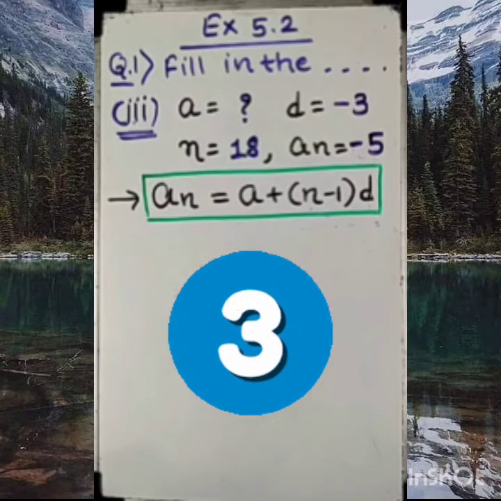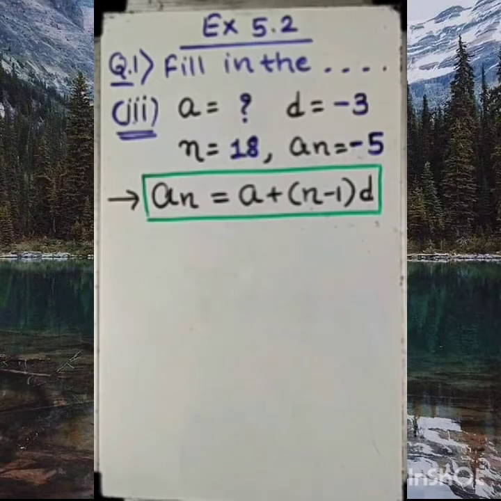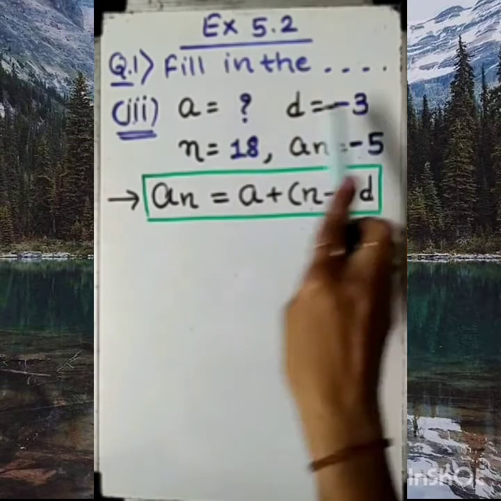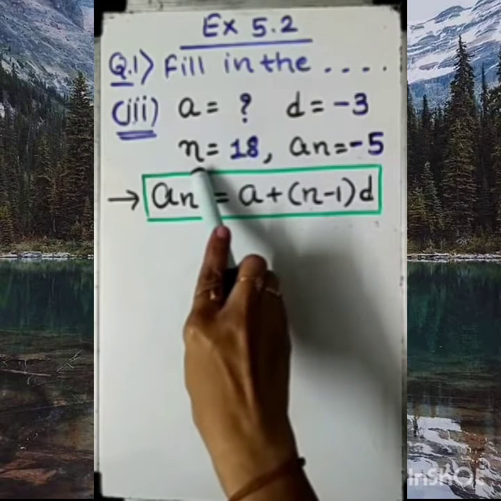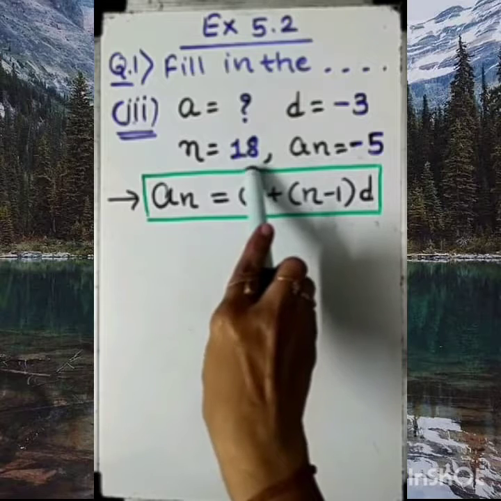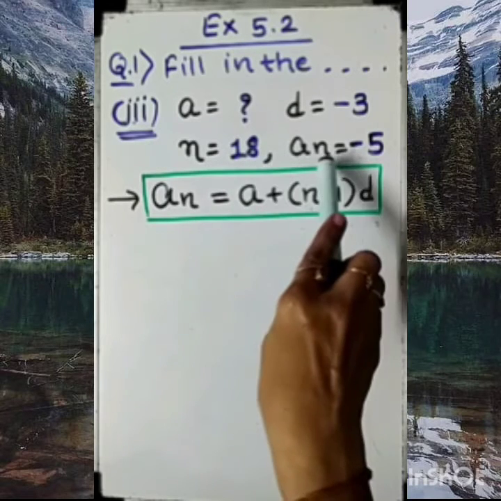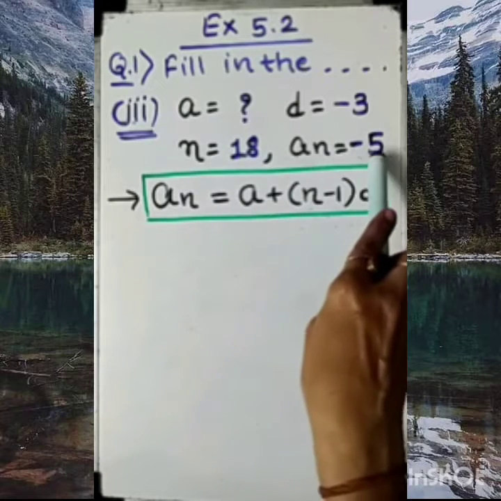So my dear student, third one is A equal to question mark. First term we need to find here. D equal to minus 3, and n is 18. Now total number of terms 18 and nth term that is minus 5.